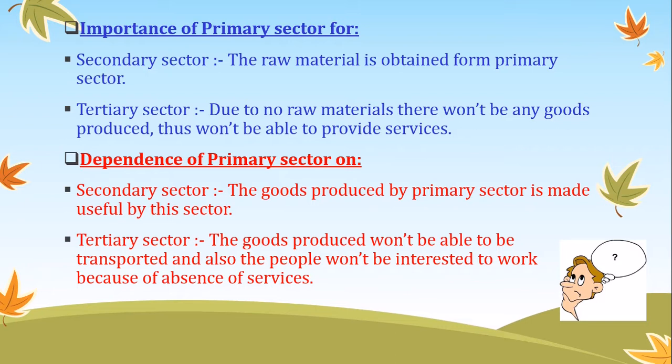Now, dependence of primary sector on tertiary sector. So, the goods produced won't be able to be transported, and also the people won't be interested to work because of absence of services. Thus, we have learned how primary sector is important for the other two sectors and also the importance of other two sectors for the primary sector.